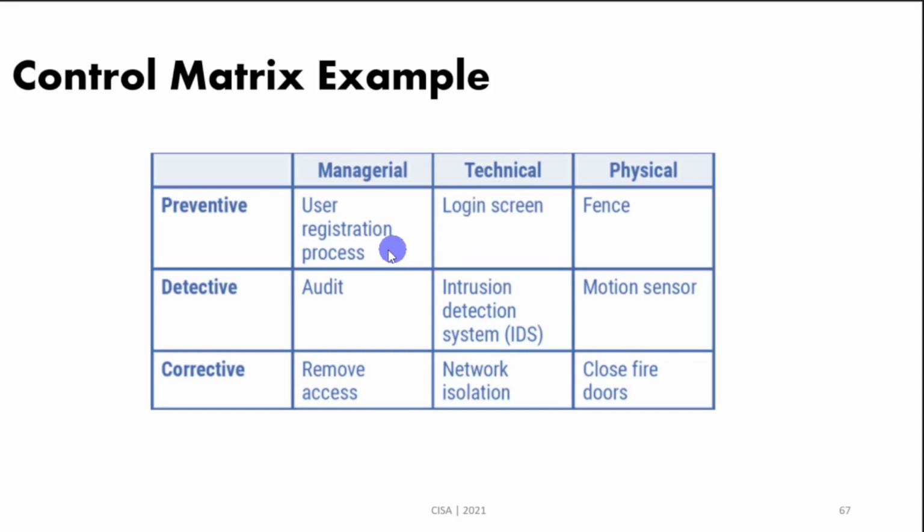We may also implement the preventive control by managerial or administrative control, by doing a kind of user registration process, by filling in a form. If you need access, you need to get approval from your manager. So here we applied the preventive control in three ways: managerial, technical, and physical. Of course, you cannot apply all controls in all of these ways. You may not find that a preventive control is implemented in these three parts, but that is the definition of a strong control.